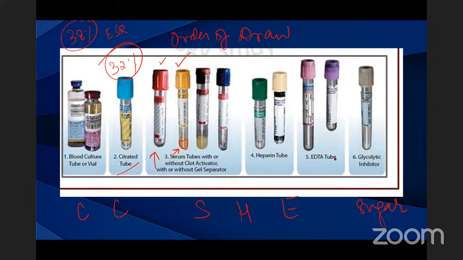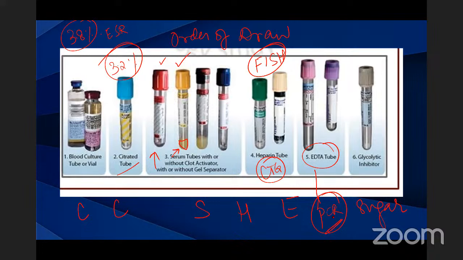Also remember, the best anticoagulant for CBC, PS and reticulocyte count is EDTA, and for PCR we always use EDTA. For FISH, we should not use EDTA. For FISH we should use heparin. If you want to do FISH or cytogenetics, you should take the sample in heparin. Whereas for PCR, you should never use heparin. For PCR, you should always use EDTA.